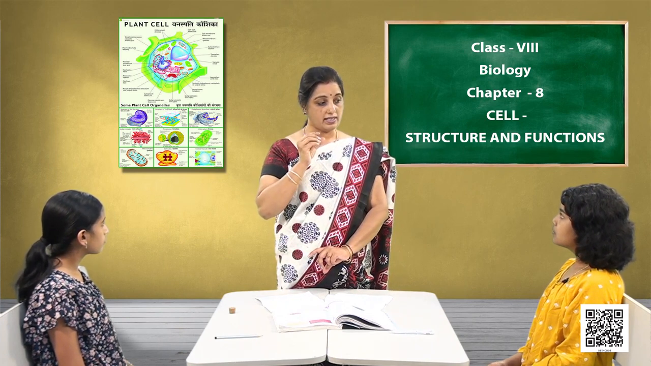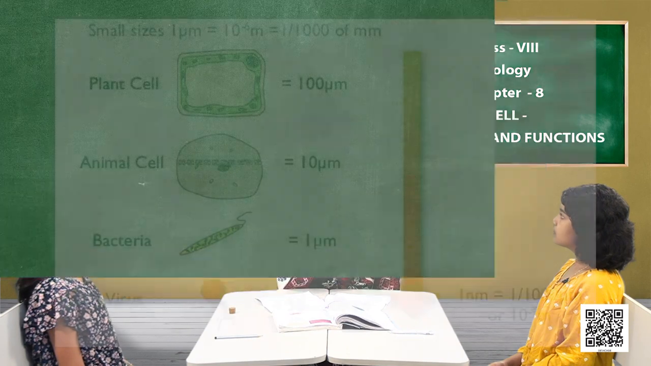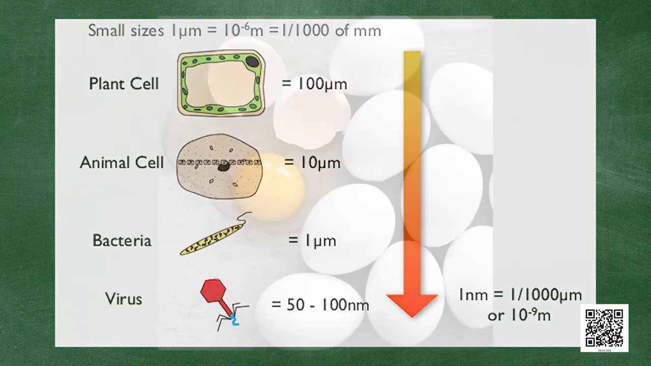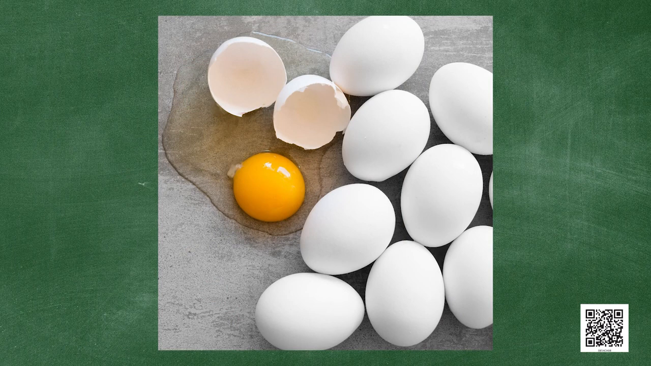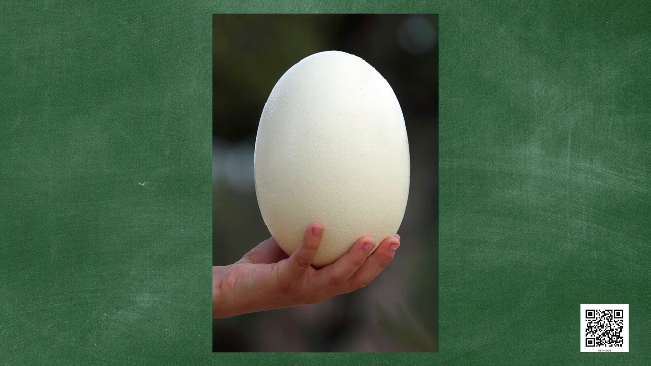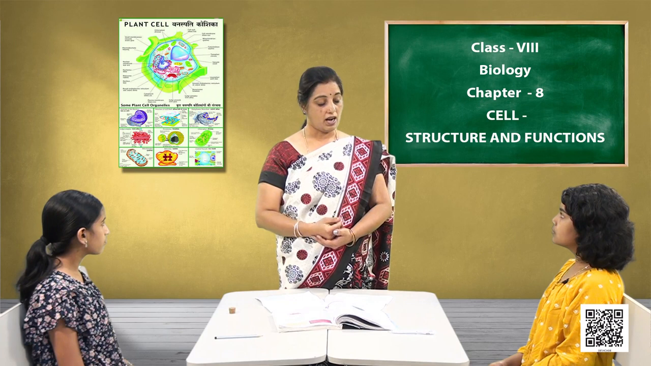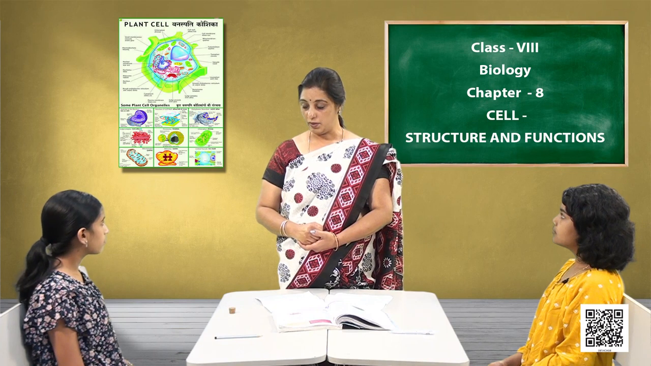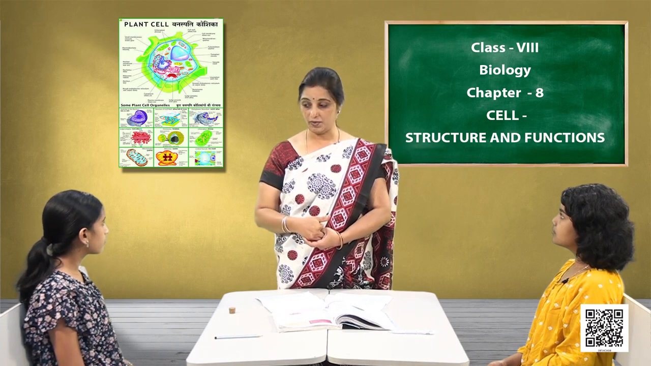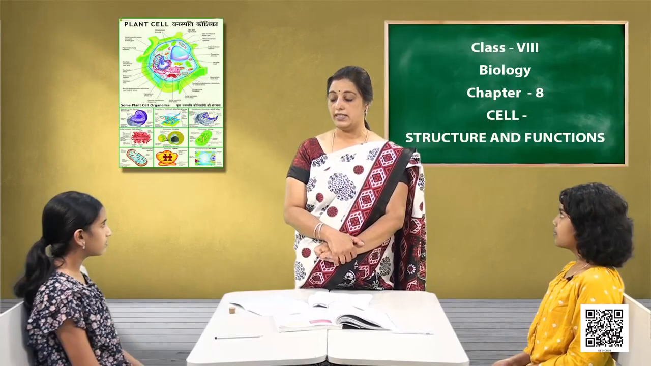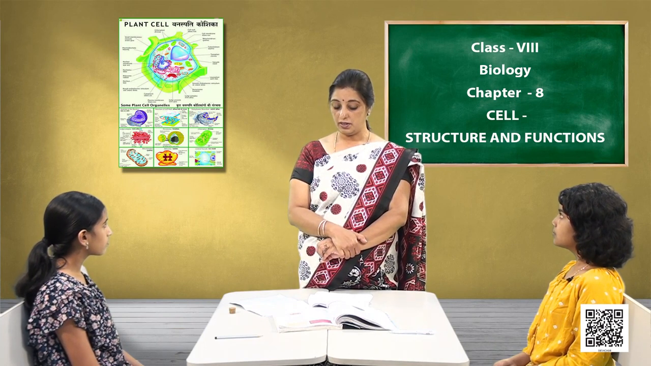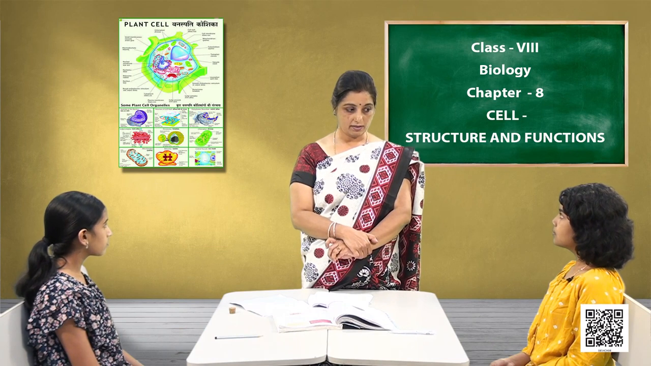Usually the cell's size ranges from 0.1 micrometer up to 1 millimeter or more. So you can see an egg cell. Egg is a macroscopic structure, that is a cell. You have seen an ostrich egg, it's the biggest. In that way, some of the cells you can see. Otherwise, these cells which are microscopic, you need an equipment to see. What is that equipment? Ma'am, microscope. Yes, microscope. The smallest cell is 0.1 to 0.5 micron in size.